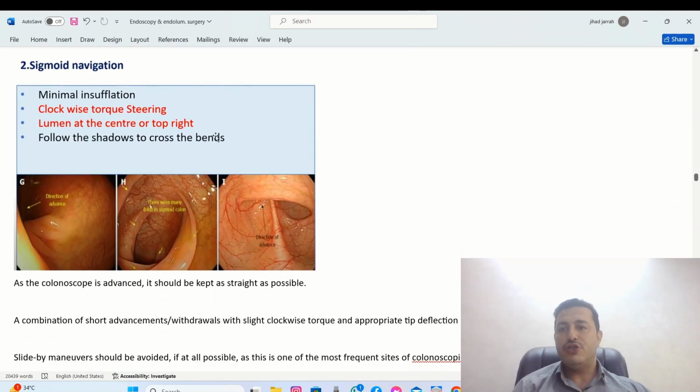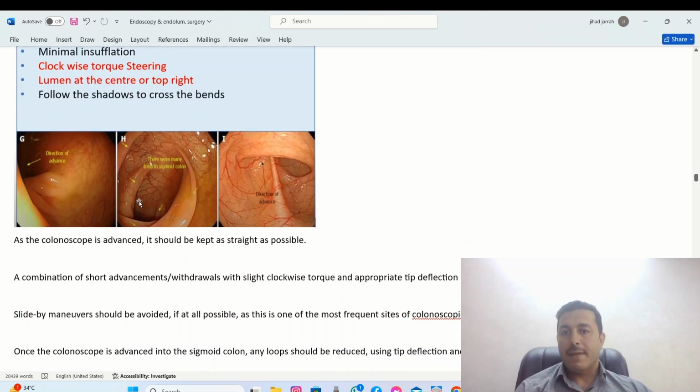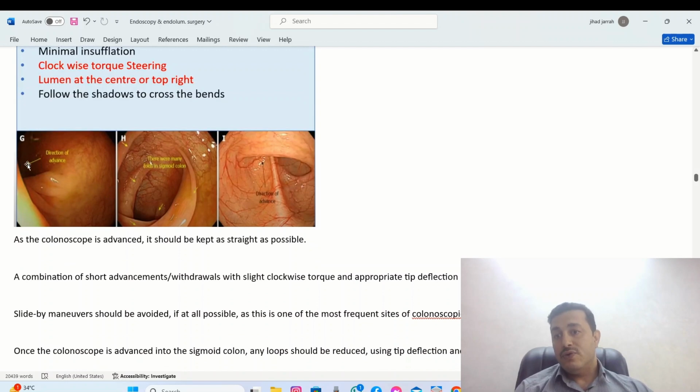Okay, as we reach the sigmoid, you can see here, this is the sigmoid, one of the parts where it is hard to insert the scope. It's advisable to use a clockwise torque. Do you see the black shadow here? Sometimes it guides us that this is the true lumen where we should go.